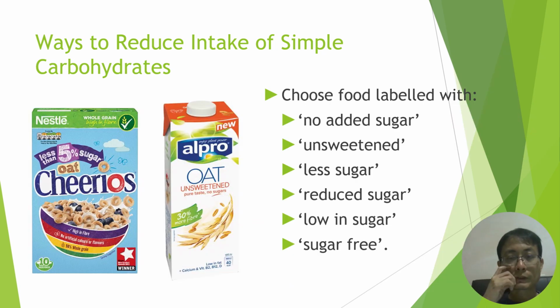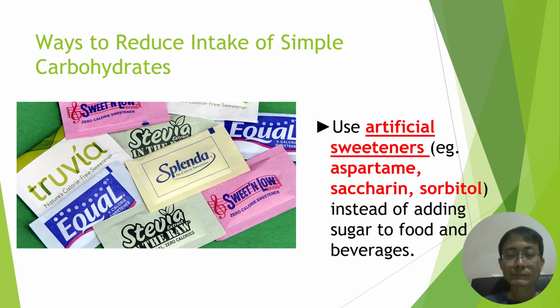The other way of reducing simple carbohydrate intake is to look out for labels that have nutritional claims. A more drastic way to reduce simple carbohydrate intake is the use of artificial sweeteners, where you sweeten your food without the concern of taking in excess carbohydrates.